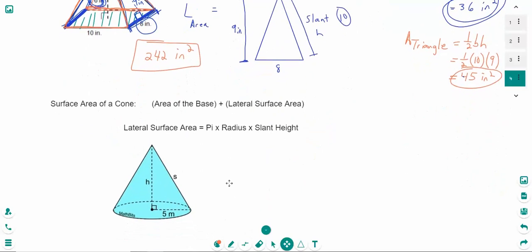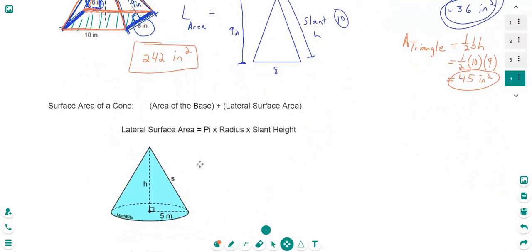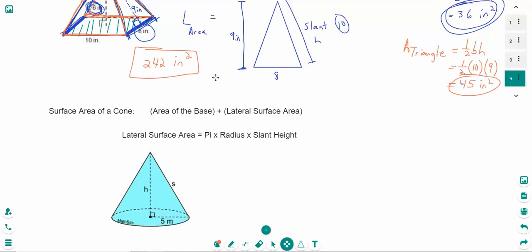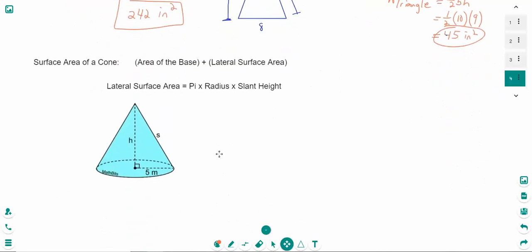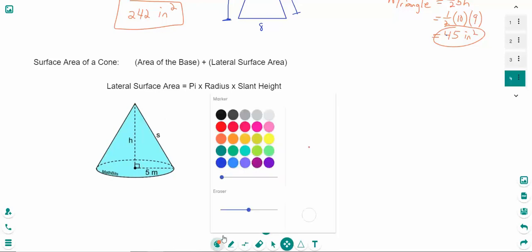What about a cone? Well, there's another formula here, but the good news is that it's not quite as complicated as the pyramid because it doesn't have as many faces. The pyramid has all of these different triangular faces. The cone, you might say, only has one face, and it's a curved face. All right? So this one really boils down to memorizing a formula.